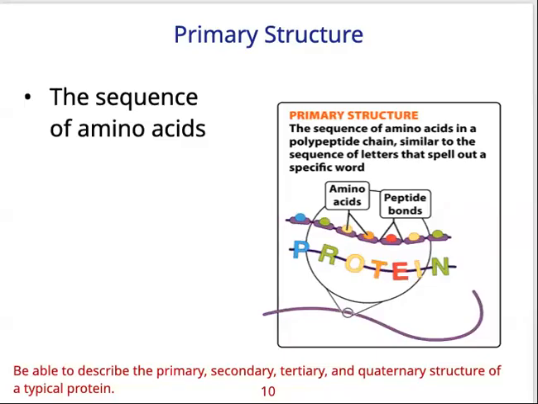Proteins can be described in terms of 4 structural levels: primary, secondary, tertiary, and quaternary. The linear sequence of amino acids in the polypeptide chain is called the primary structure of the protein, and it can be compared to the sequence of letters that spells a specific word. So primary structure is just the sequence of amino acids. It may be proline, valine, aspartate, so those amino acids lined up in that specific sequence.